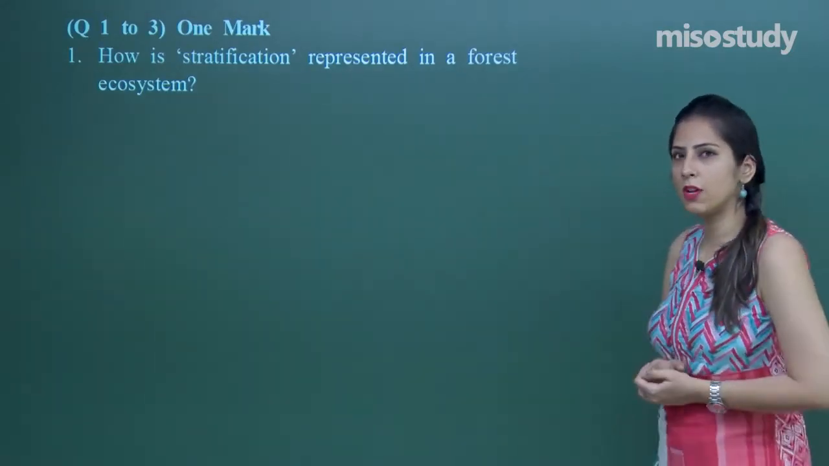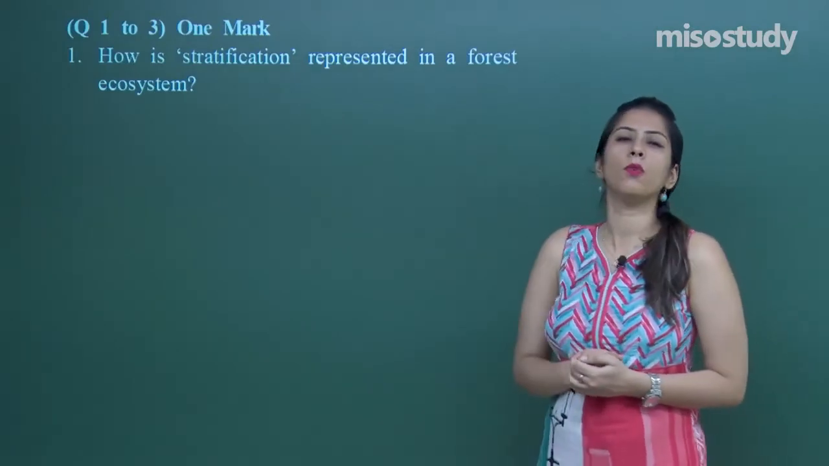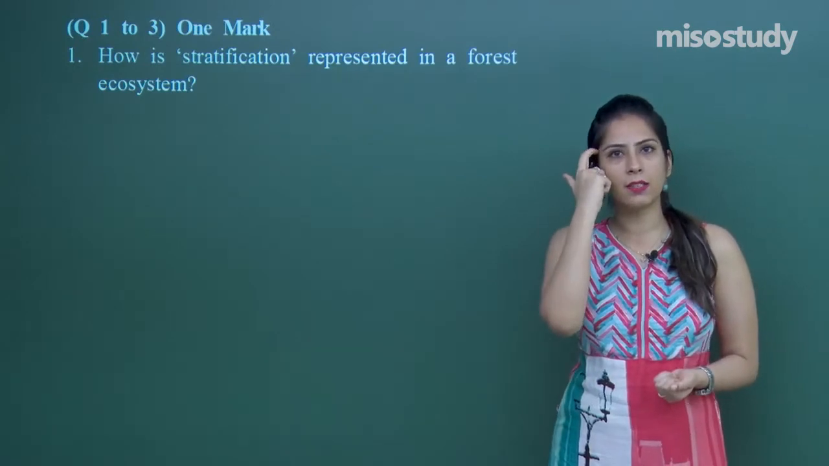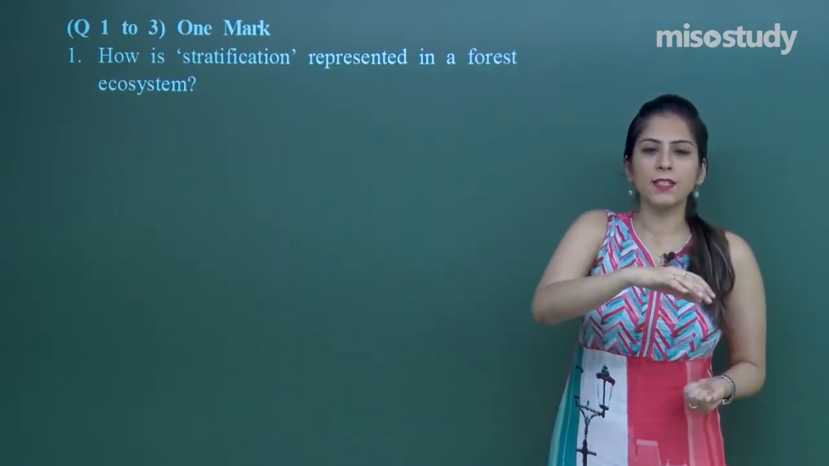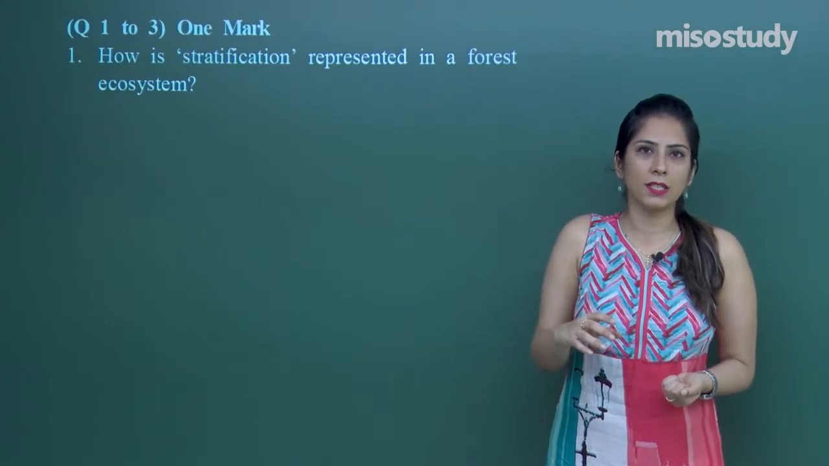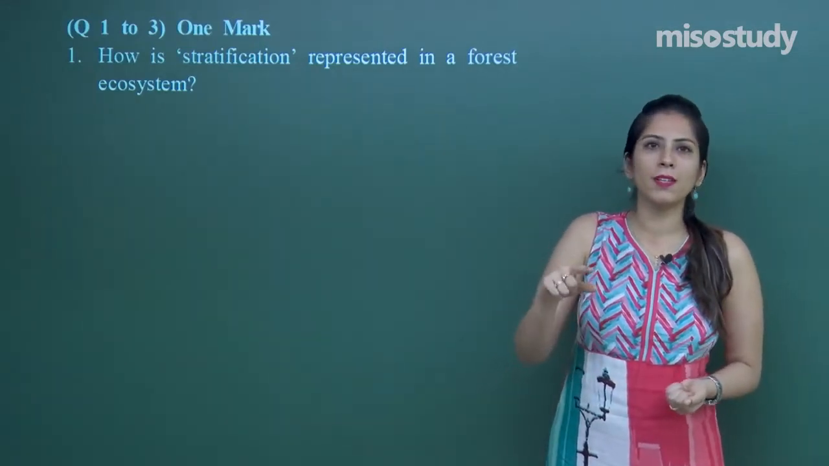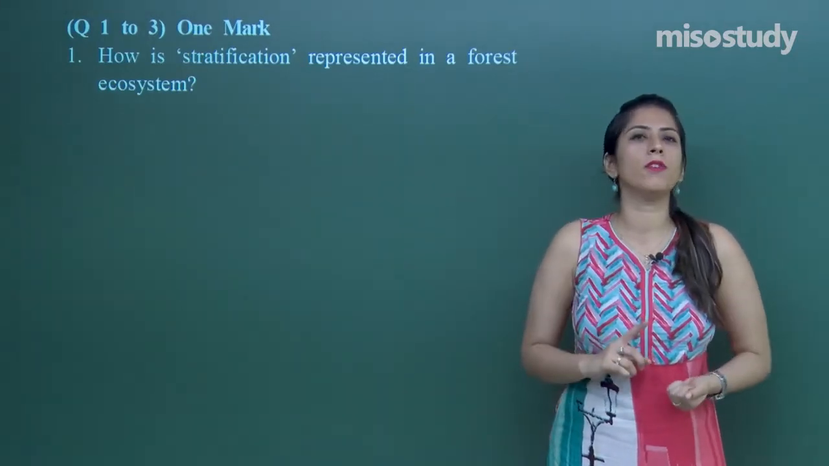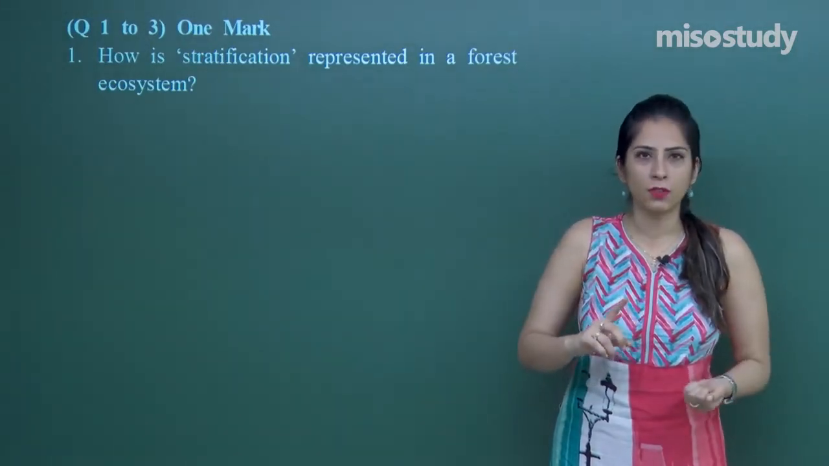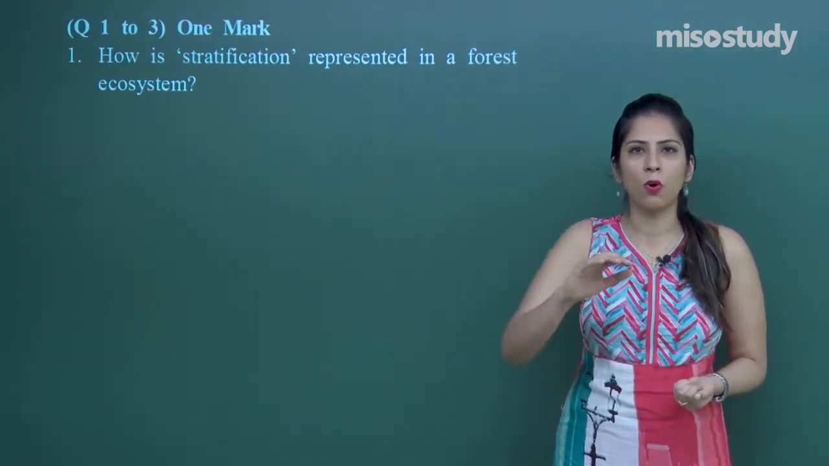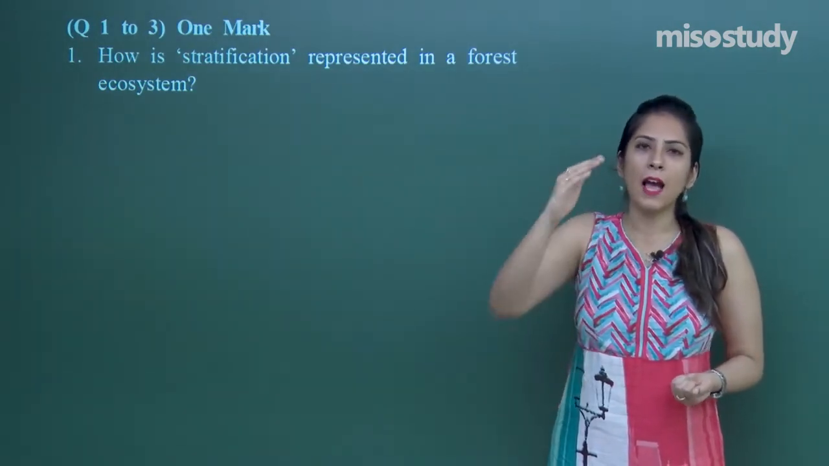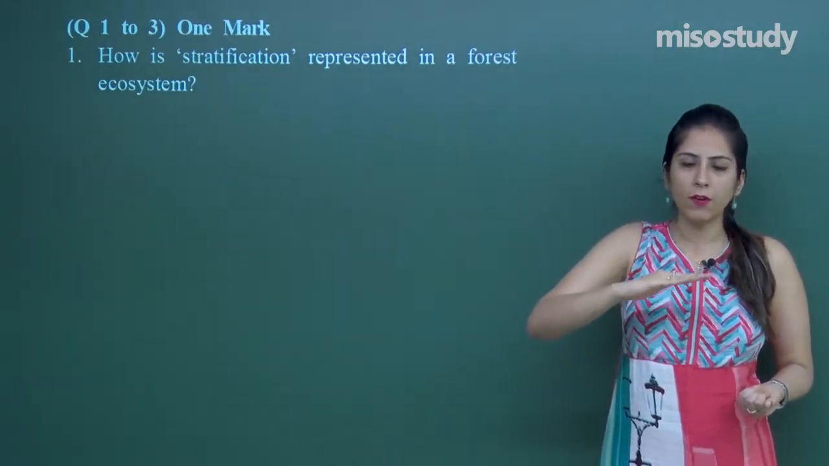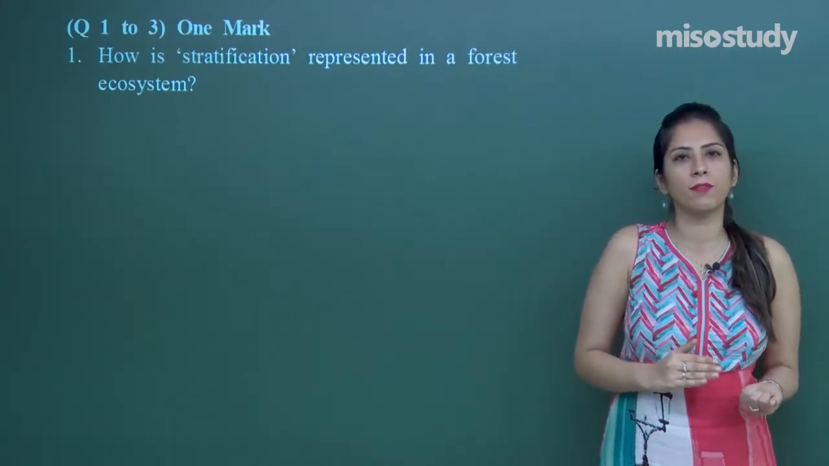Now, let's talk about another example. A monkey is sitting on a tall emergent tree. He will see that certain small trees are present. If a squirrel is sitting on those trees, that squirrel will be able to see the herbs and the shrubs. As the vertical layers of different trees are present, these vertical layers are called stratification.